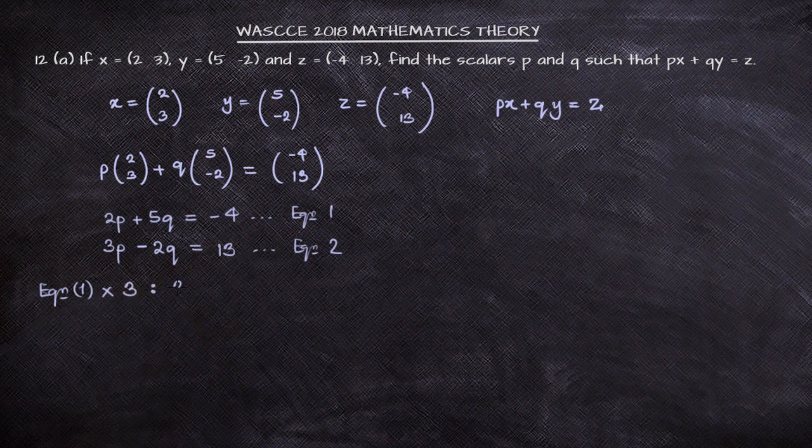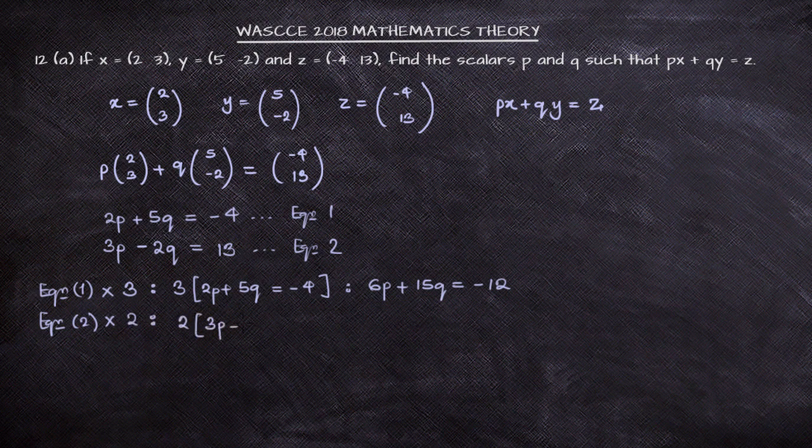We multiply equation 1 by the coefficient of p in equation 2. That coefficient is 3. So we have 3 into 2p plus 5q equals minus 4. And if we expand the bracket, that will be 6p plus 15q is equal to minus 12. 3 was used to multiply everything. Then equation 2 multiplied by the coefficient of p in equation 1. That coefficient is 2. So we have 2 into 3p minus 2q is equal to 13. So we have 6p now minus 4q is equal to 26.